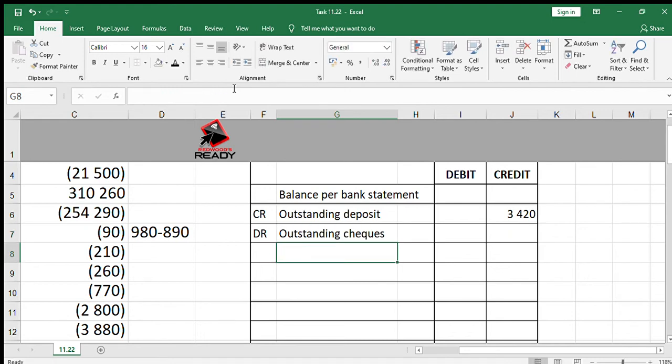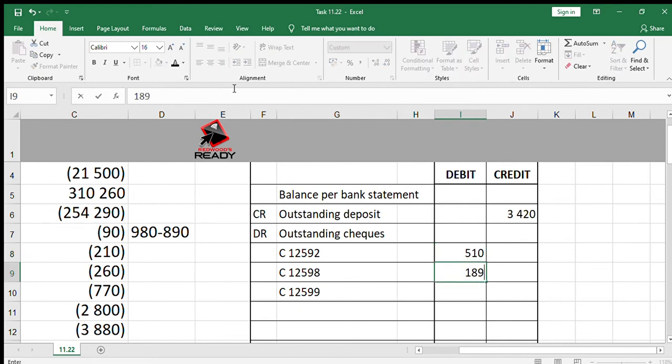The checks which are outstanding, we're going to debit outstanding checks. And remember with checks we normally list the check numbers, so just list them quickly here. And we go into the debit column. 510, 1890, and check 12599 is post dated to the 15th of August.